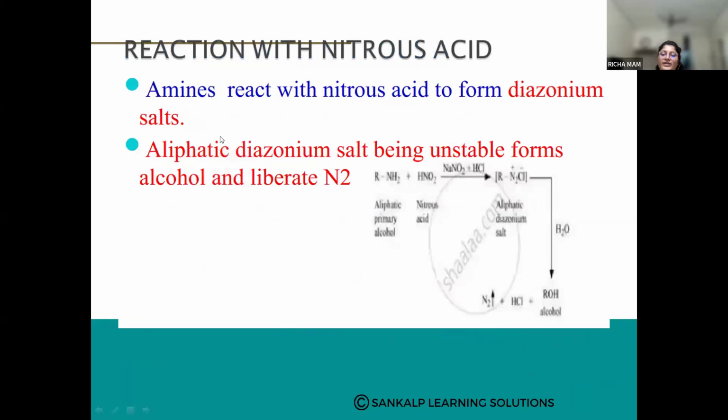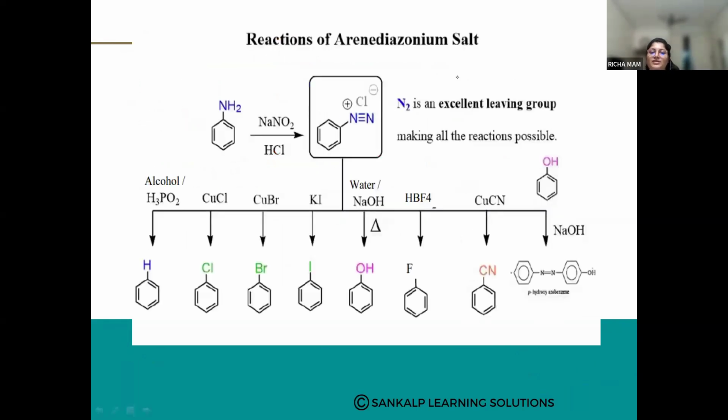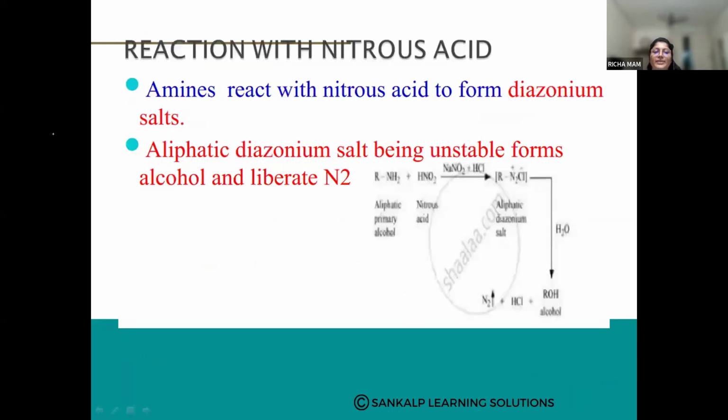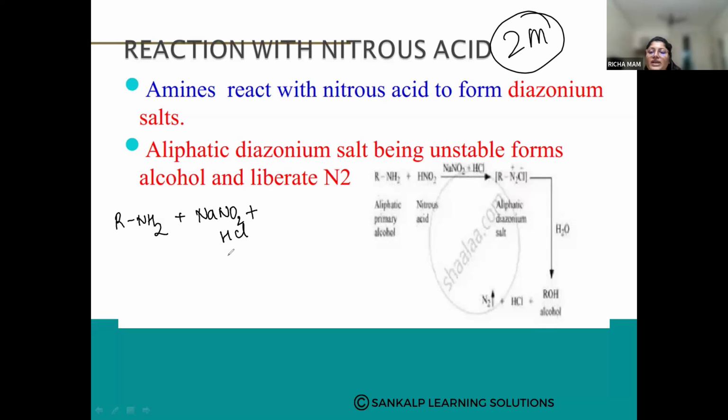Next is reaction with nitrous acid. Mark this also very, very important. So what is happening here? An aliphatic primary amine reacts with nitrous acid. How is this nitrous acid formed? By using NaNO2 plus HCl. By using NaNO2 and HCl, what am I going to get?